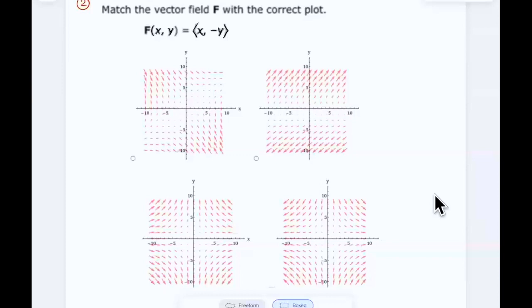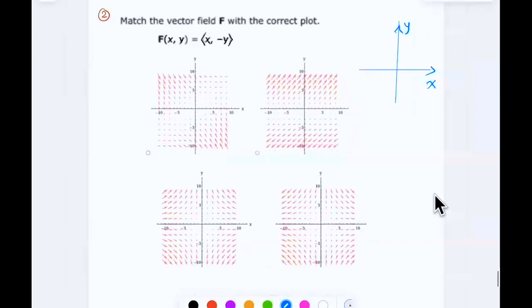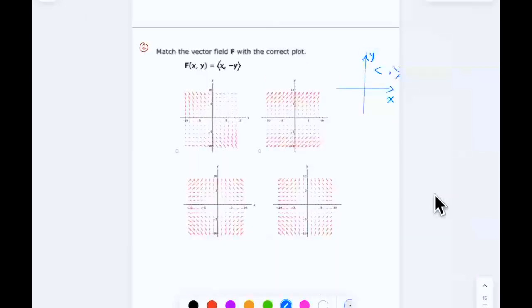So it depends on the quadrant, right? Let me draw this. So this is X and Y. Look at the first quadrant. X is positive, so you have positive for the first component. And Y is positive, so you have negative for the second component. Because X and Y are both positive, the X component will be positive and the Y component will be negative.